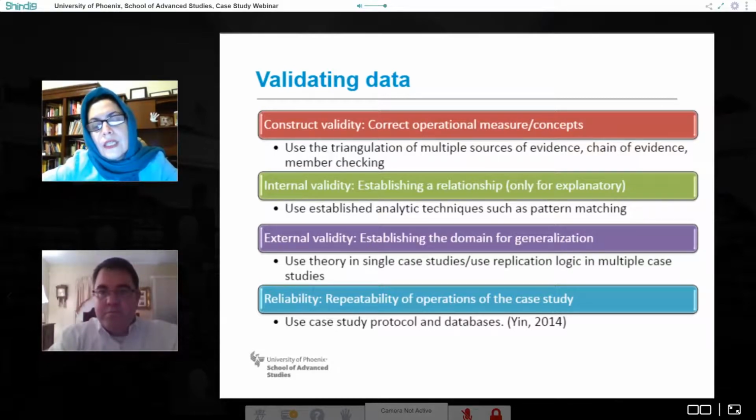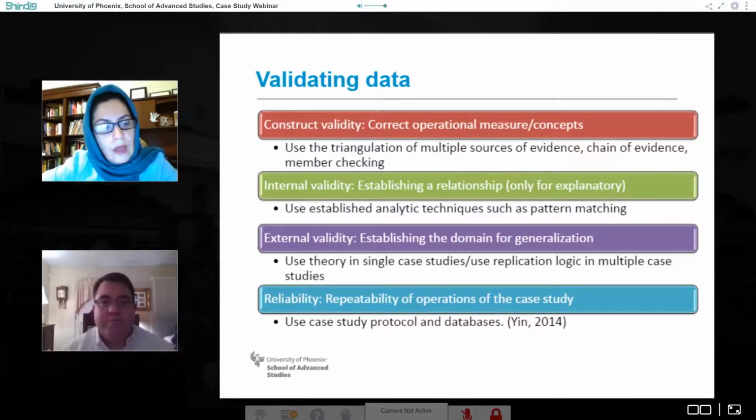And the second one is the internal validity. So particularly for explanatory study, where you are trying to learn about some sort of causal relationship, you gotta be careful using one of those established analytic techniques that I just explained, particularly using perhaps pattern matching would be very useful.